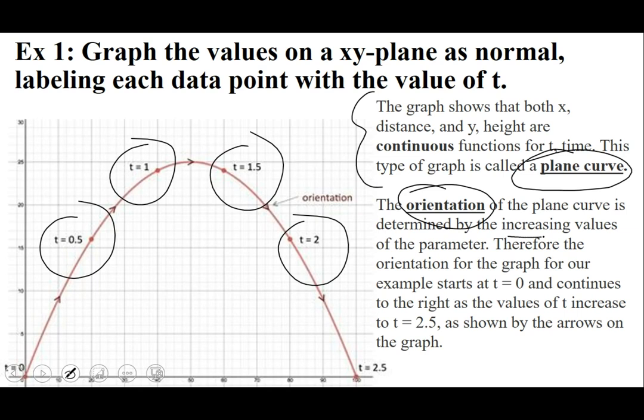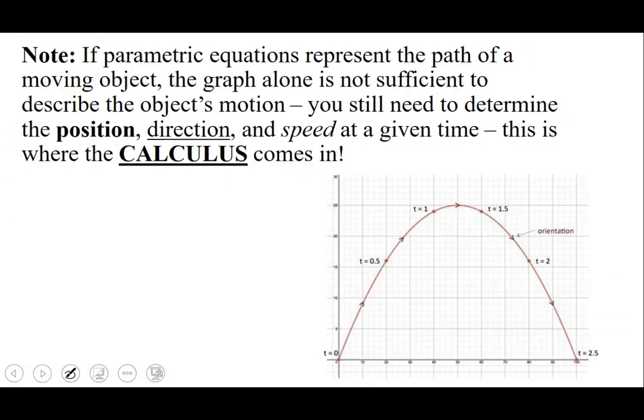Another new vocab word has to do with the orientation. This is where you're looking for the increasing values of the parameter. Basically, because the time values are getting larger from left to right, that is where these arrows come from. These arrows are called the orientation, and it's a way for you to follow the graph. Where is it increasing? Where is it decreasing in relation to corresponding t values? So you are going to want to make sure that you add in that orientation.